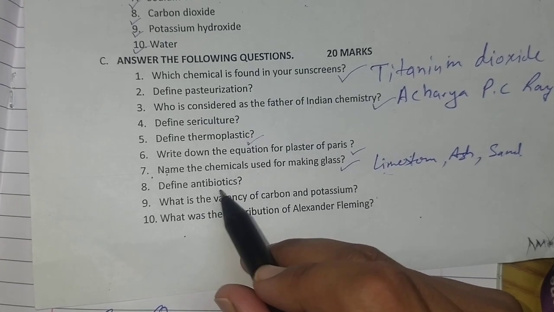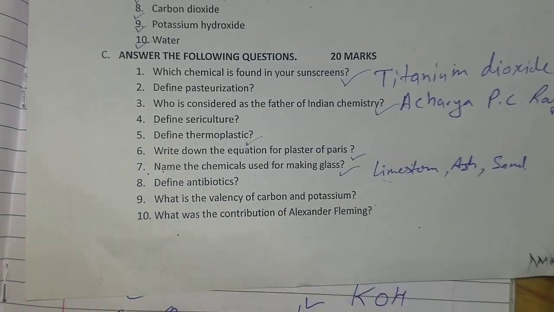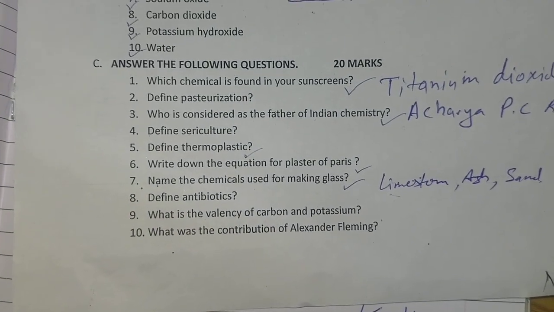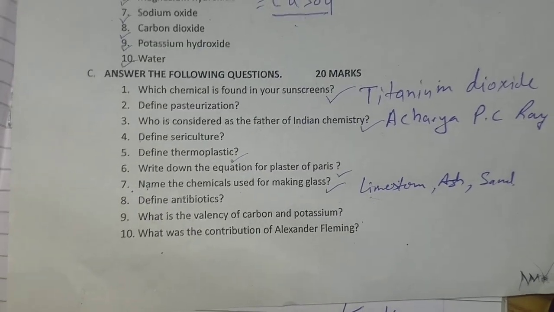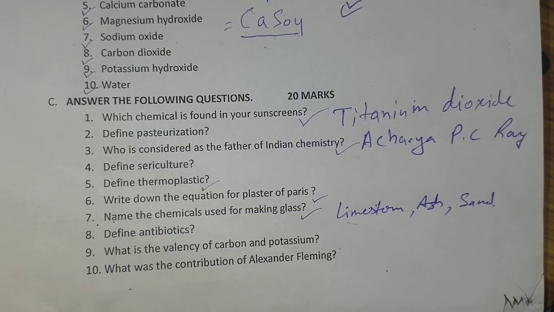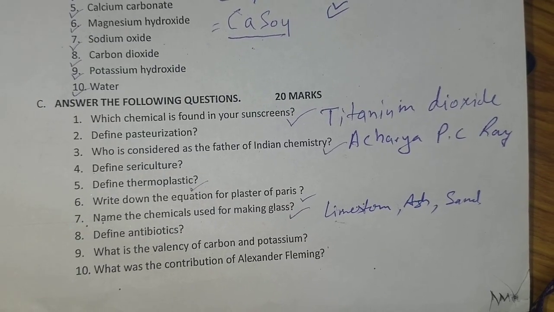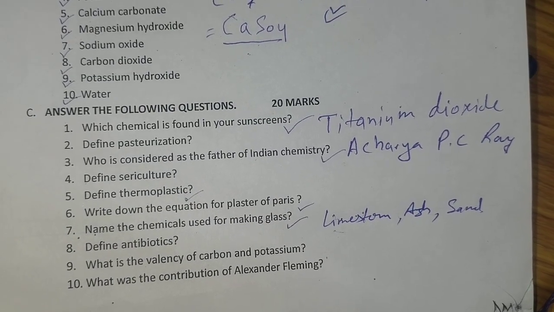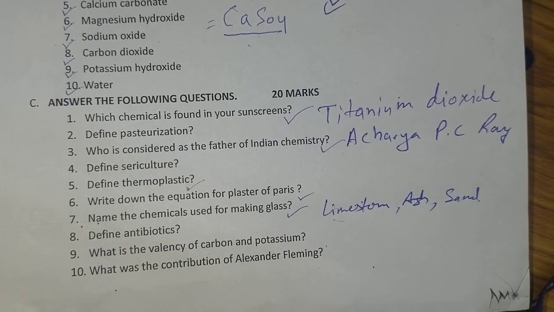Next one, we have antibiotics. Antibiotics is a type of chemical which is used for killing the harmful microorganisms which entered your body and which are causing you disease. So it prevents and kills bacteria or microorganisms.